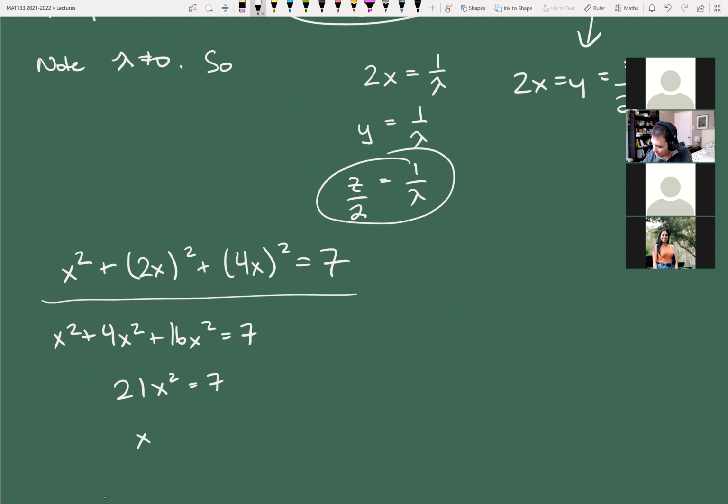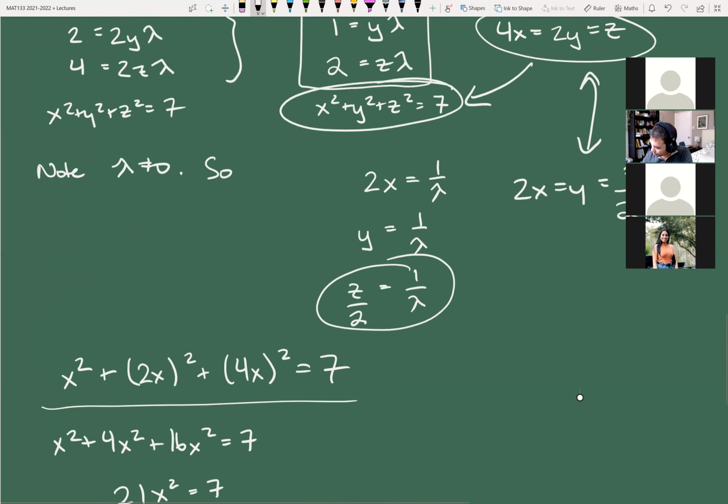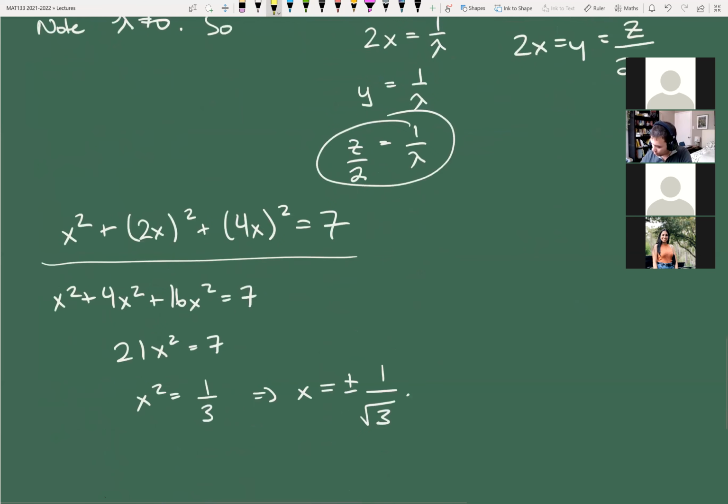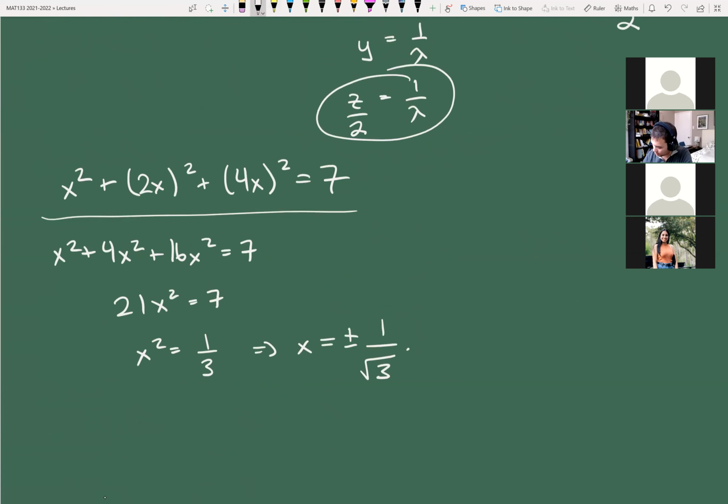And so that means that x squared is equal to what? 7 over 21, so that's 1/3. So that implies that x is equal to plus or minus 1 over the square root of 3. Okay. And then, again, we know that up here, y is equal to 2x, right? So that we can just use that immediately.